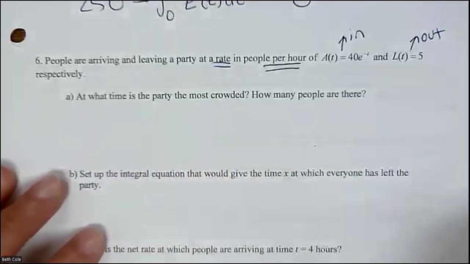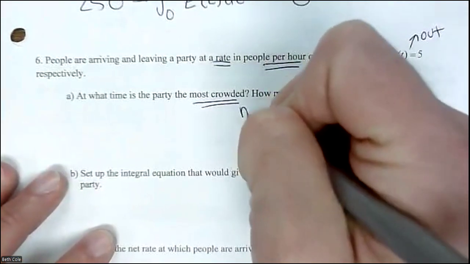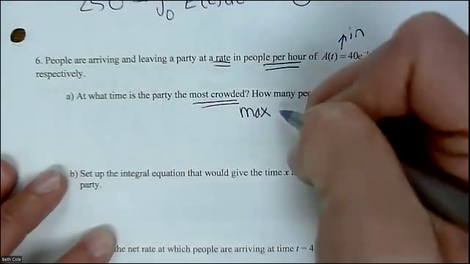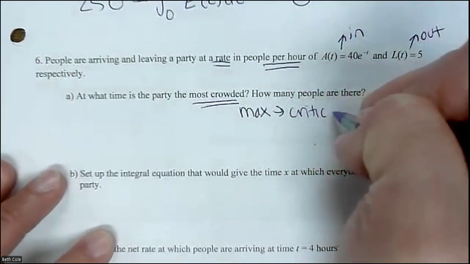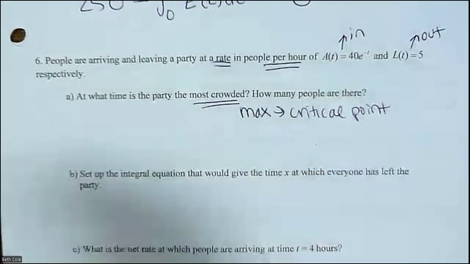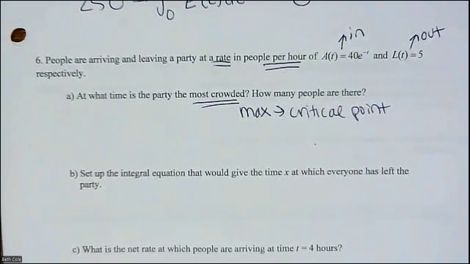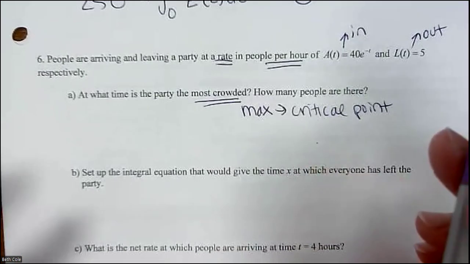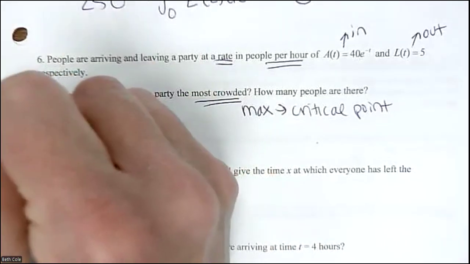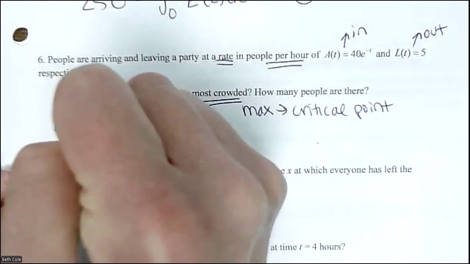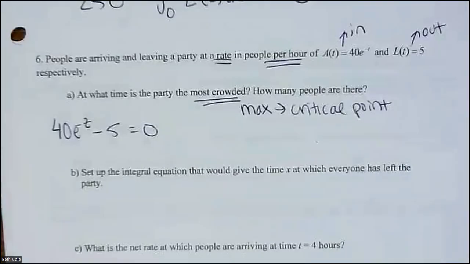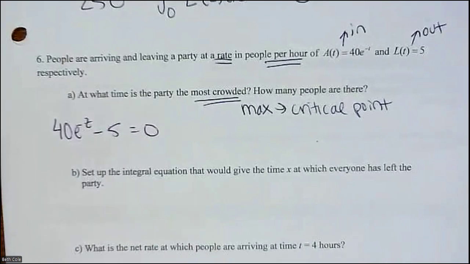Okay. At what time is the party the most crowded? That means maximum, and that comes from a critical point. Now, this one is a little different than the M&M eating one. That one said being eaten the fastest, so it was like a rate of a rate. We just want the maximum number of peeps at the party. So these are already rates. You're going to subtract them. It is rate in minus rate out. Rate in minus rate out equals 0.